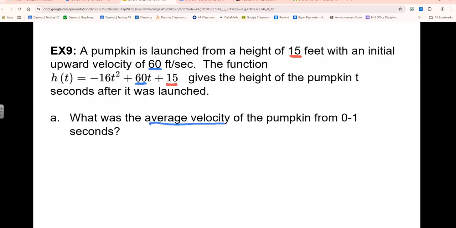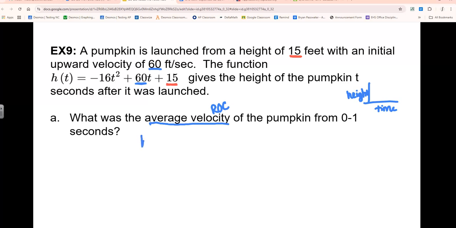Whenever I see average velocity, that's going to be the rate of change of height, because if I have time here and height here, and I do slope, that's my change in height over my change in time. Height is a distance, right? So it's change in distance over change in time. That's velocity. So average velocity is your average rate of change right here. And we just have to do slope.